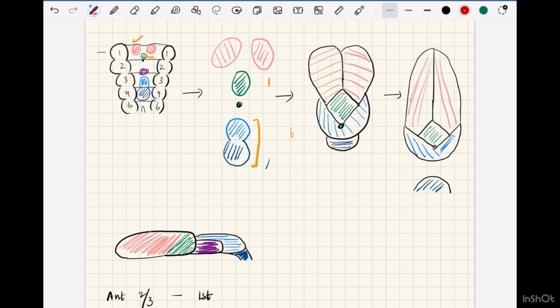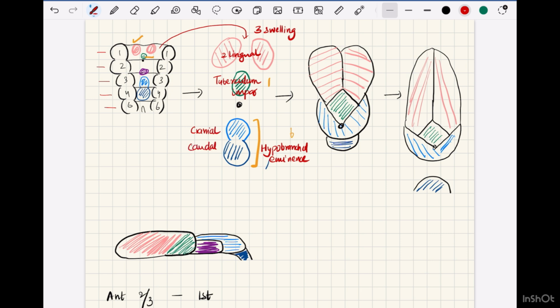Okay, so this is your first arch, second arch, third arch, fourth arch, and sixth arch. Now, this first arch will give us three swellings. Okay, so what are the three swellings? Two lingual swellings, and one is the tuberculum impar, right? Then this is the hypobranchial eminence. It has two parts. One is cranial part and one is caudal part.